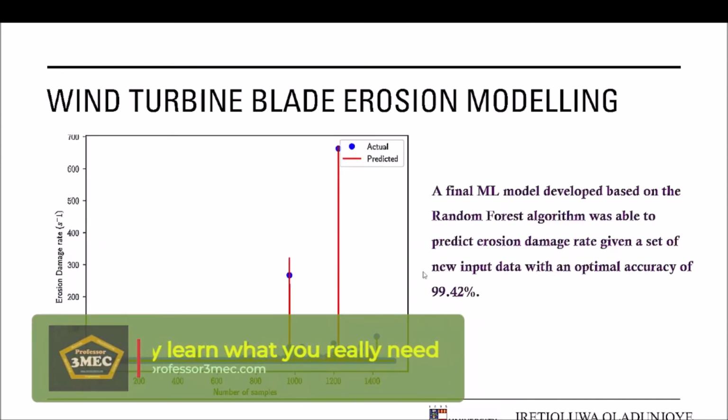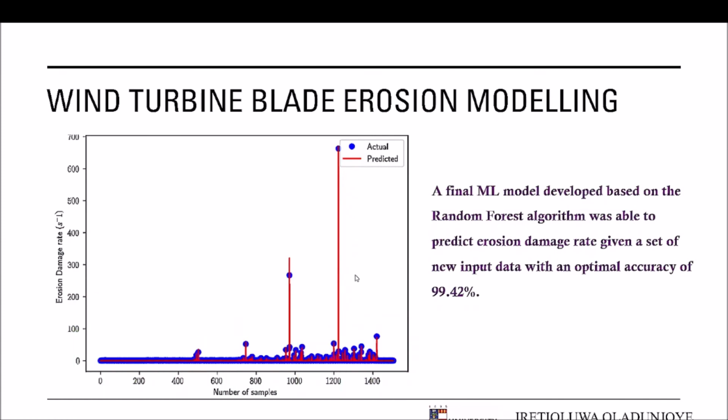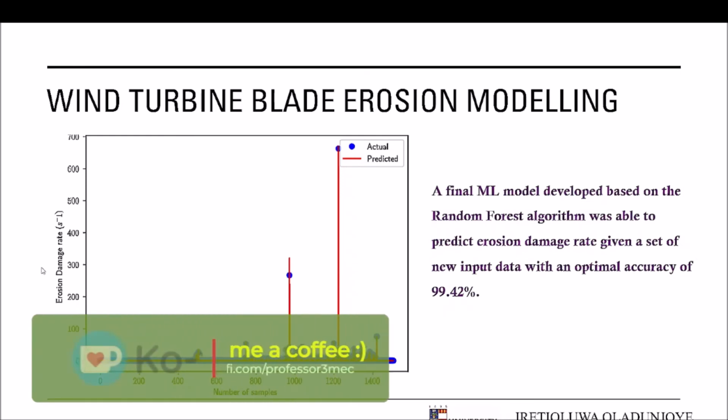So again, you can see the predictions from the random forest algorithm, which was found to be the best for this application. And these are the actual and predicted values. So again, we had an optimal accuracy of 99.42% to predict the erosion damage rate.